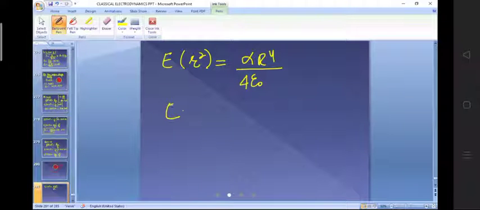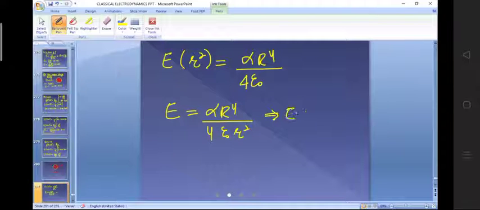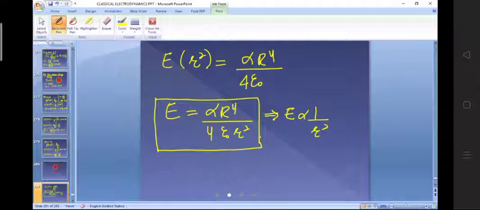So the electrostatic field finally will be equal to alpha R to the power 4 divided by 4 epsilon naught multiplied by small r square. So this implies that electrostatic field outside is proportional to 1 by r square, again as expected. So what I want to say is this: electrostatic field outside will always be proportional to 1 by r square, whether it is a point charge, a hollow sphere, a uniform solid sphere, or a non-uniform solid sphere. In all these cases, electrostatic field outside has to be proportional to 1 by r square.